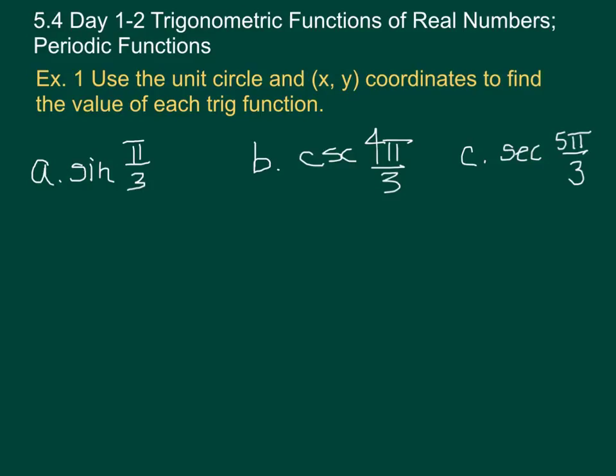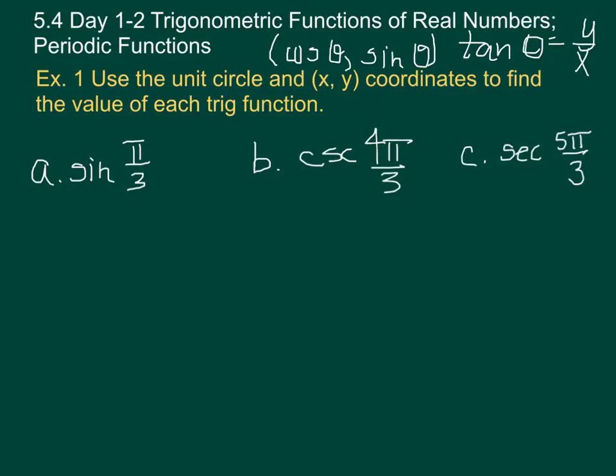But for right now, just remember that the x coordinate is cosine of theta, and the y coordinate is sine of theta. And to find tangent, remember you're going to take the y coordinate and divide it by the x coordinate.